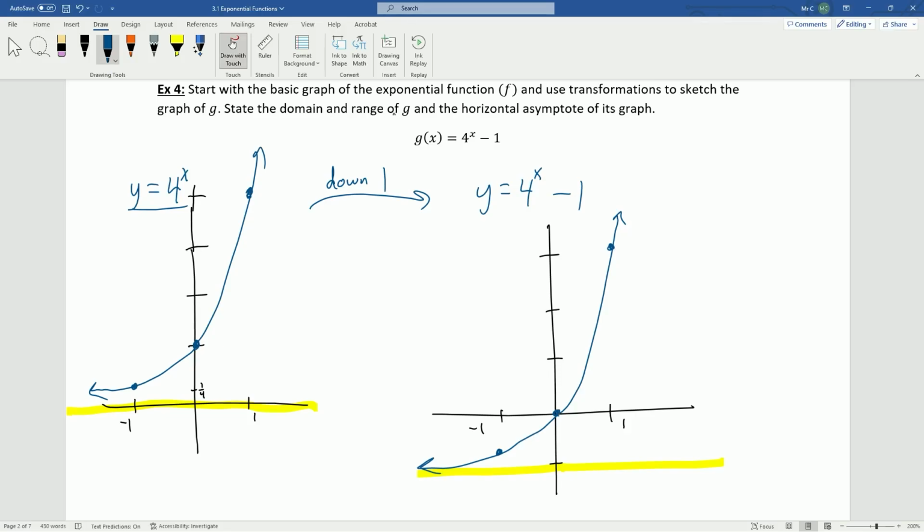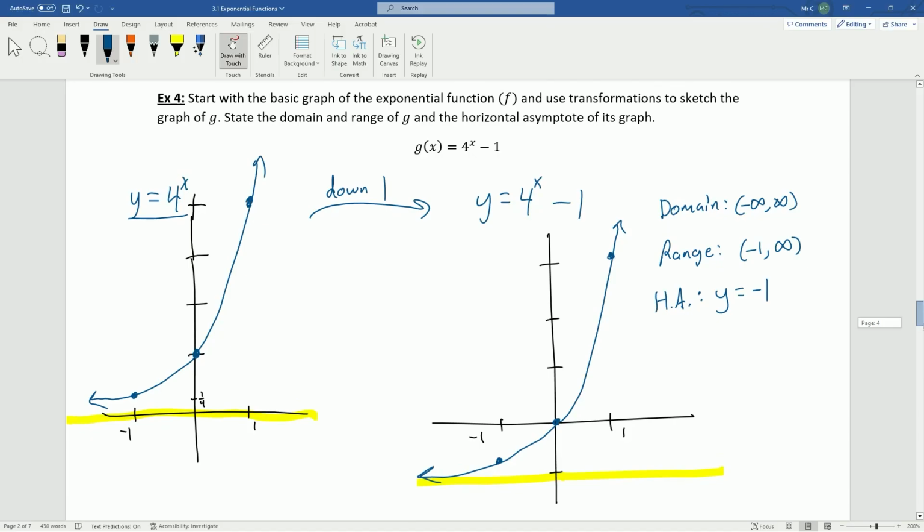State the domain and range of g and the horizontal asymptote of its graph. The domain is easy. We can still plug in any number into this function. It will still work. So it's still negative infinity to infinity. Now the range, we have to notice that because our graph shifted down, our outputs will now look like outputs from negative 1 to infinity. And our horizontal asymptote shifted down with our graph, so that's now y equals negative 1. All right, so that's it for example 4. Let's go ahead and move on to another graphing example.